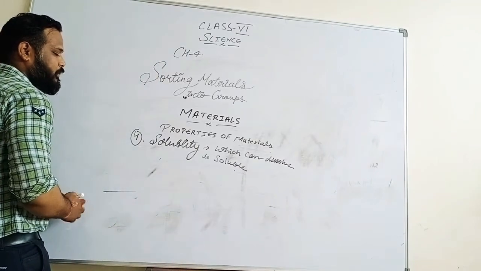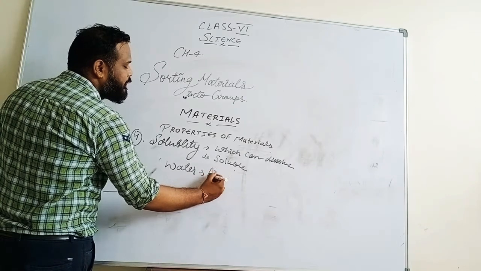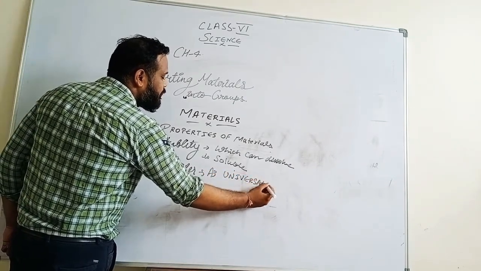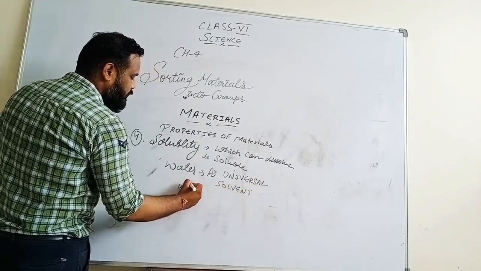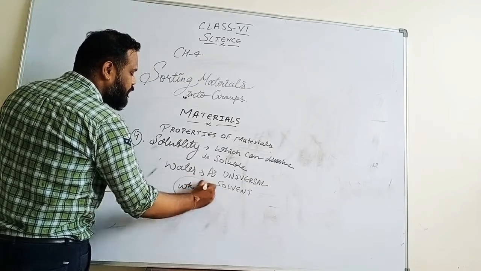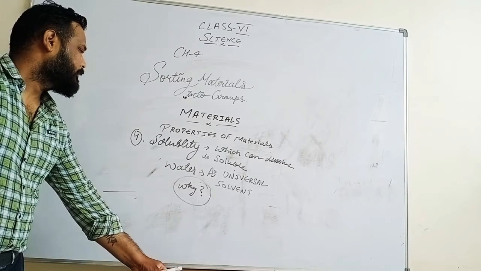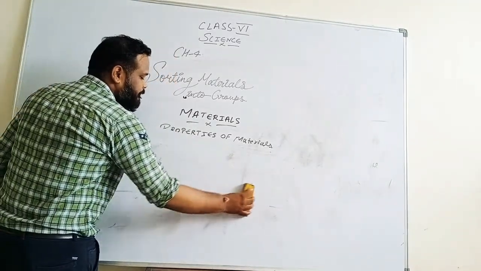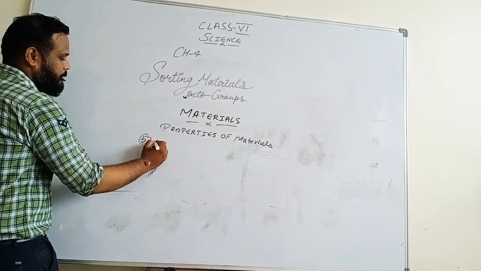Next topic is also easy. Now, I'm talking about a concept in your book, that is water. Water is known as the universal solvent. Why do we call it the universal solvent? Because it dissolves most of the substances. That's why we call it the universal solvent. You should not get confused. If asked what the universal solvent is, you must reply that it is water. Next property.